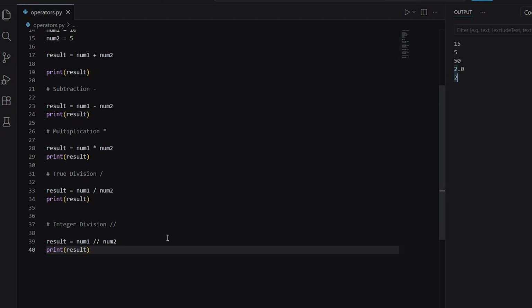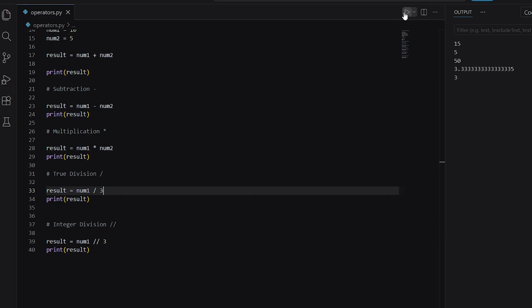Now let's try out something else. Instead of using num2, I'm going to use num1 divided by 3. Now this is supposed to be 10 divided by 3, and if I run it, you see I have 3, which is quite wrong. Now let me replace this one by 3 and run it again. Now we can see we have 3.333335, and then in the case of integer division, we only have 3.